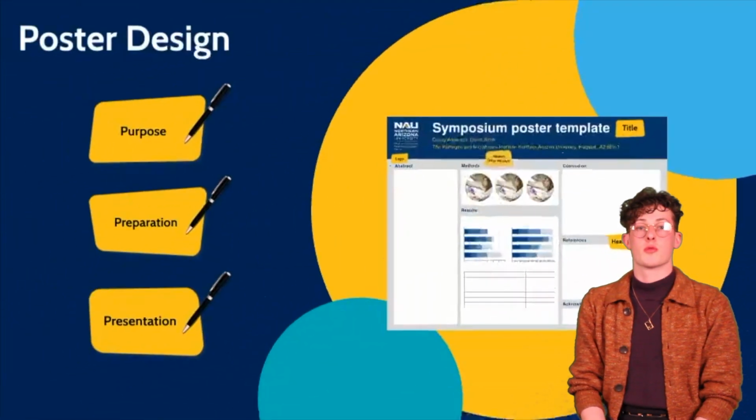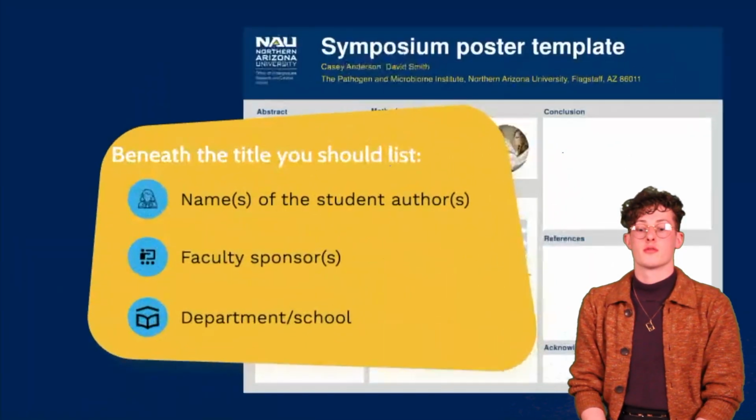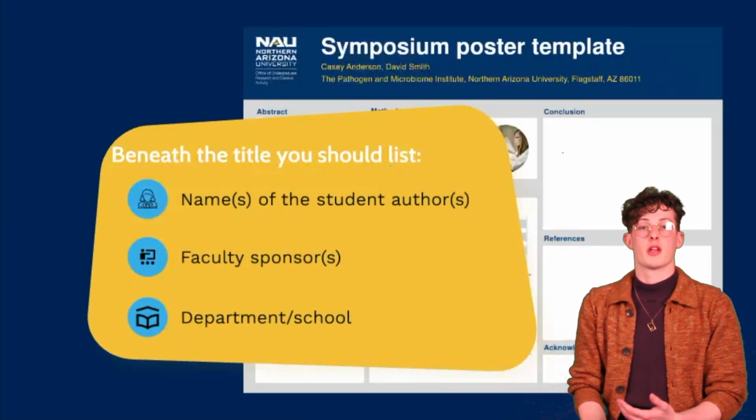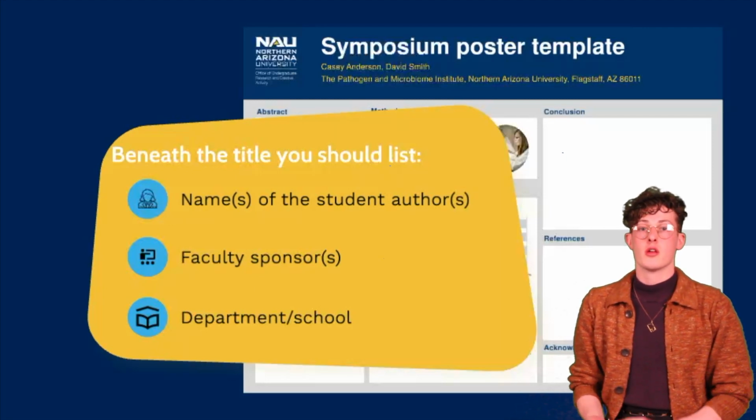Under your title will be where you put your names and your department and school. Your name should include all members of your group if it's more than one, any faculty that you've worked with, and any other people who need to be given credit. That'll all go right under your title.